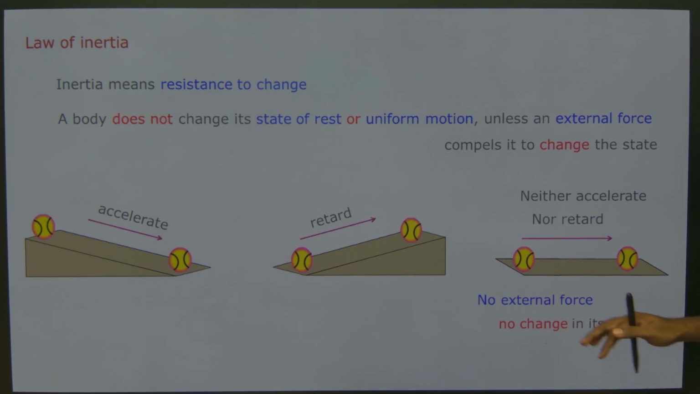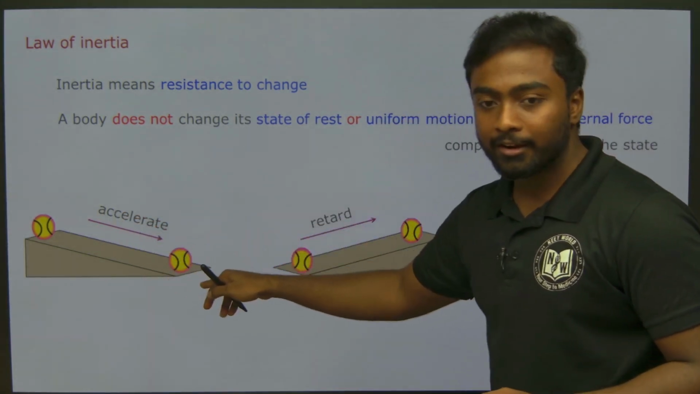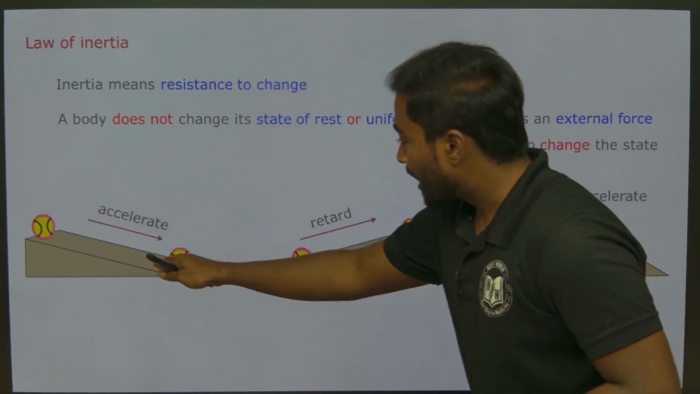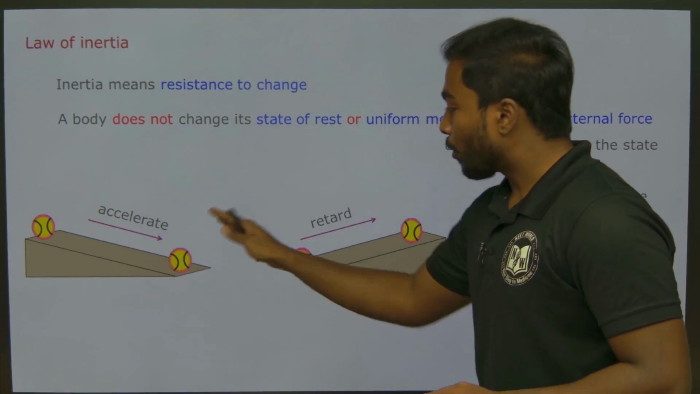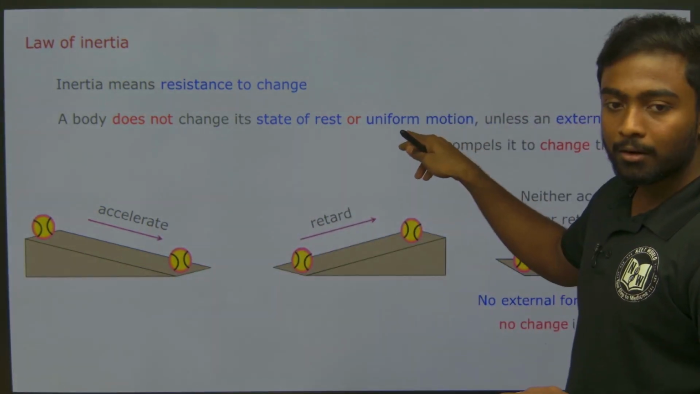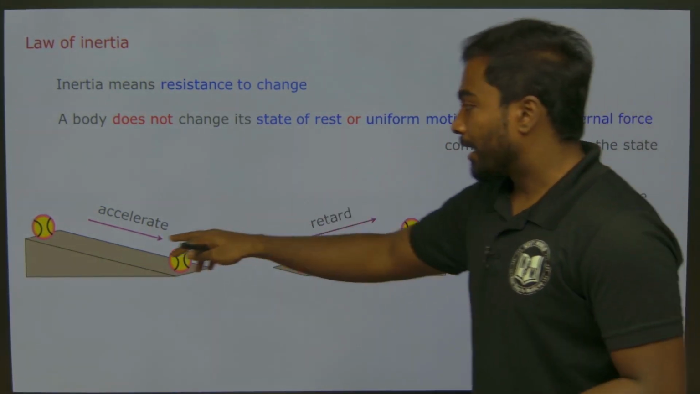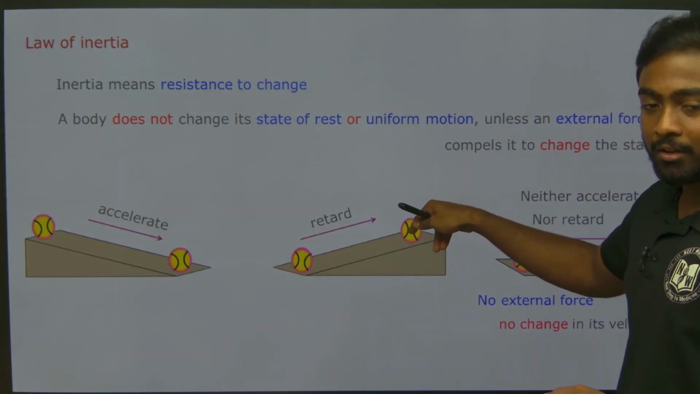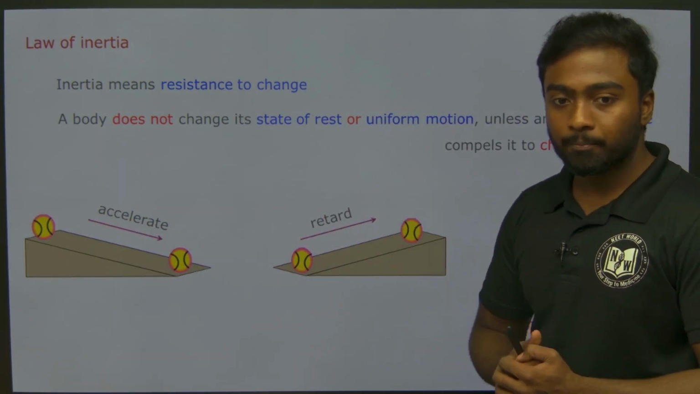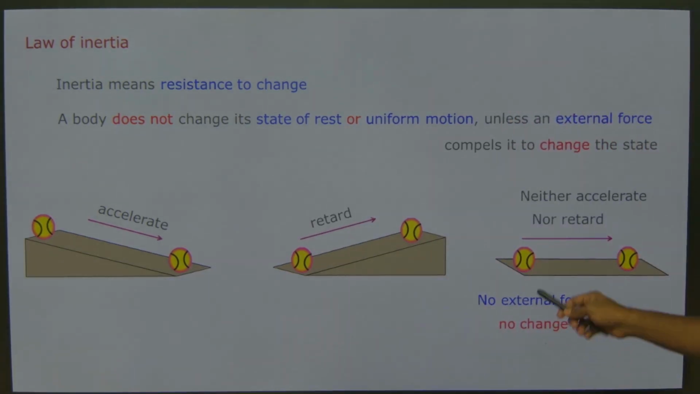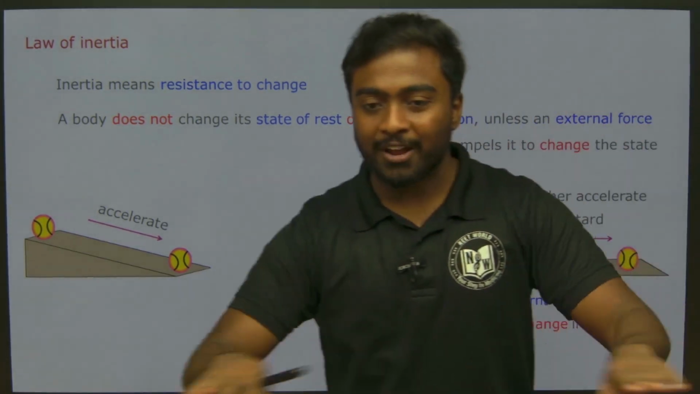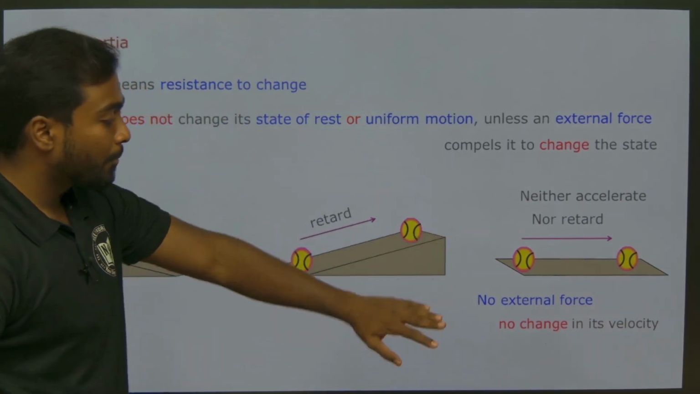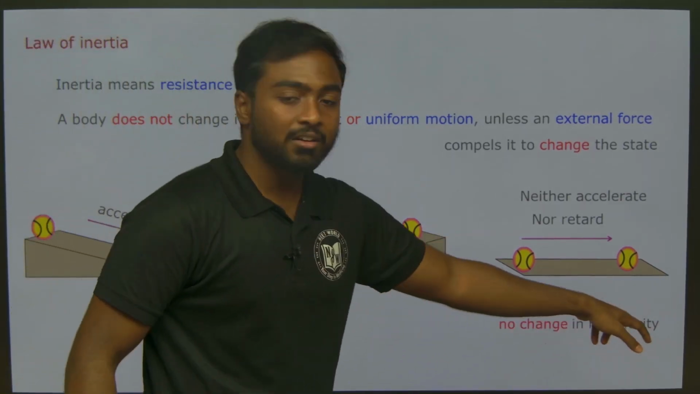Okay. If I see here, a body has been accelerated, which means I kept the object and it went down. So obviously if I keep the same inclined plane over here, it will retard there. If I leave it here, obviously it will go to the opposite side of the inclined plane, to the same height. Now if I keep this ball on this flat surface, what will happen? It will neither move. So no external force, no change in its velocity.